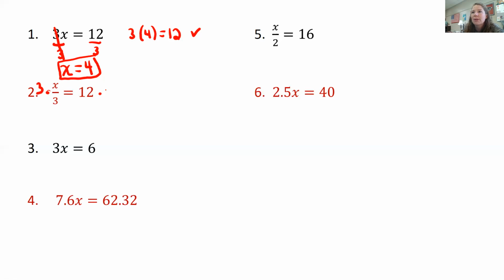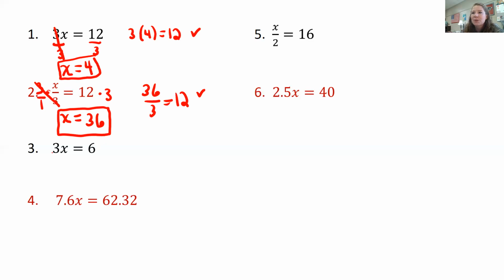So we're going to multiply each side by 3. Well, if I multiply by 3, I get to cancel out those 3's. 3 divided by 3 is 1. 1 times x is x. Is equal to 12 times 3. Well, 12 times 3 is 36. So then we get to check our answer. Does 36 divided by 3 equal 12? Is that correct? Yes, it is. So there's our answer.